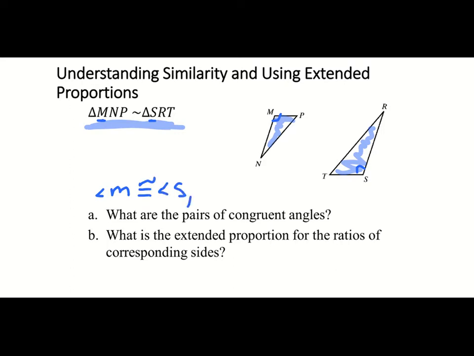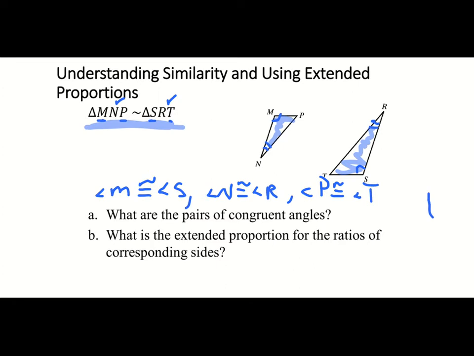Then I know that angle N is congruent to angle R because they're both in the same spot. So we'll say angle N is congruent to angle R. And then our last pair will be angle P and angle T. So angle P is congruent to angle T. Always angles are congruent, doesn't matter how big or how small the figures are, or the difference between the sizes.